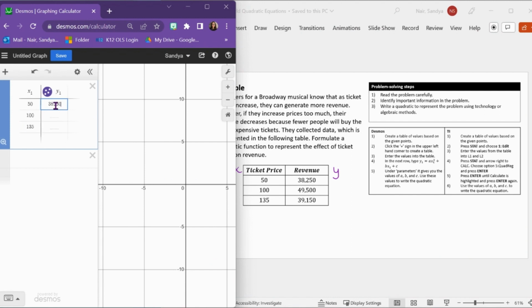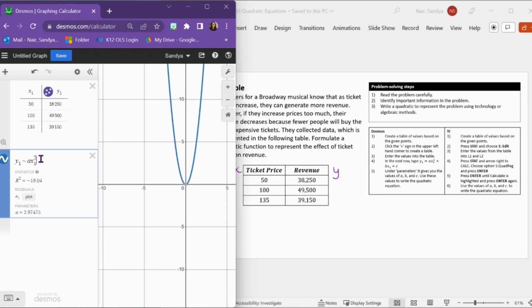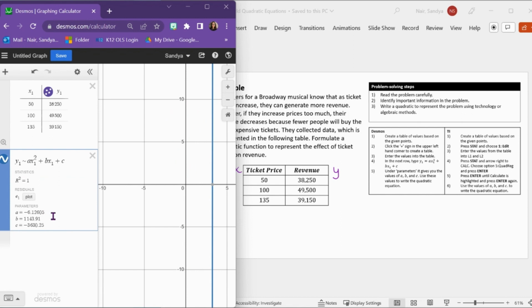So 38,250, and then 49,500 and 39,150. So remember, what I need to do in Desmos is tell it to approximate a quadratic function. So I'm going to do Y1 is approximately AX1 squared plus BX1 plus C. And now in parameters, it gives me the values that I need to write my equation.